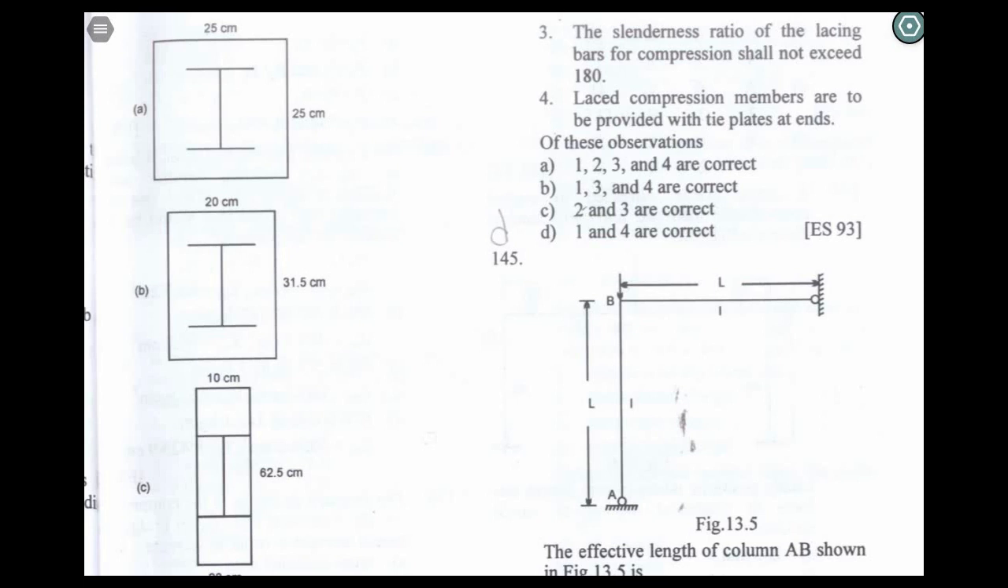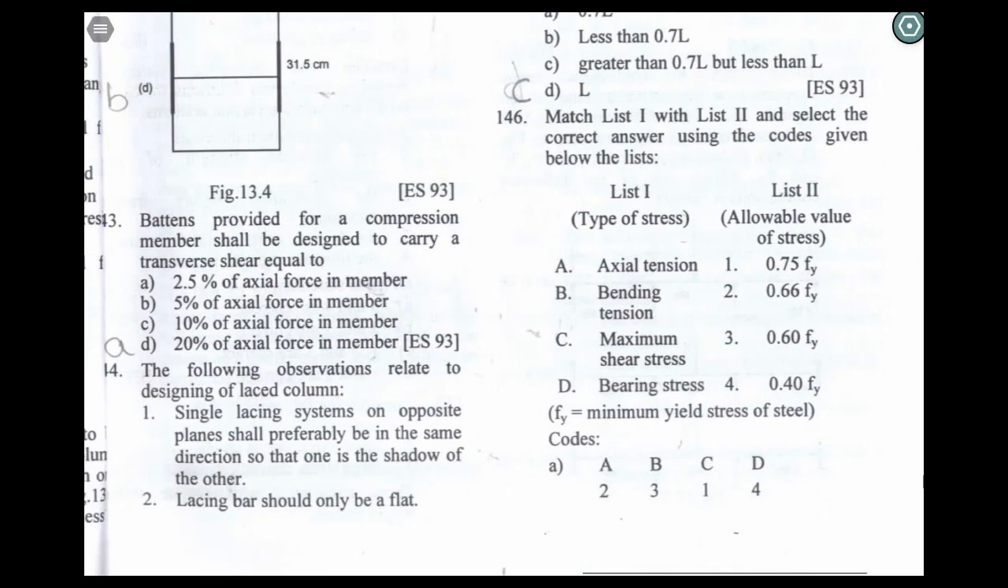The correct answer will be B, I section with the height of 31.5 centimeter and the width of 20 centimeter. Next question, battens provided for a compression member shall be designed to carry transverse shear equal to 2.5% of axial force in member. Option B is the correct answer.